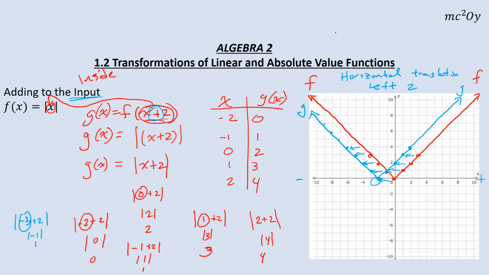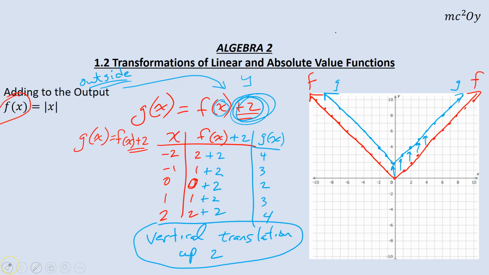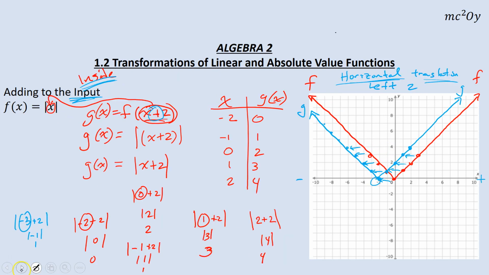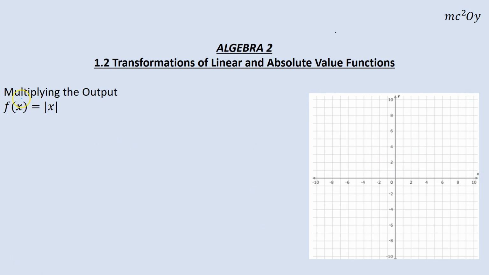Okay, so it's a horizontal translation. Anything that happens inside changes your graph horizontally and changes the input. And if it's adding on the inside, then it's a translation. And just like if it's adding on the outside, it was a translation. It's just that on the outside, it moves it vertically, and it changes it on the y. Okay, so that kind of gives away the multiplying by the output.